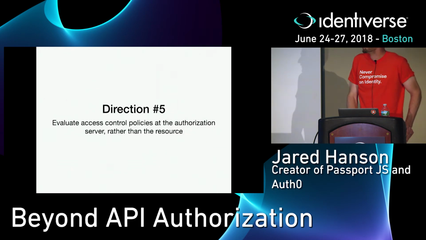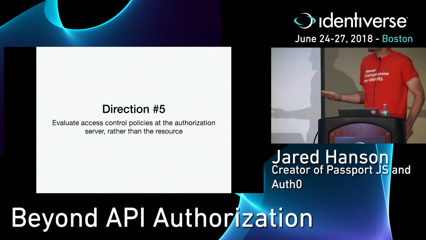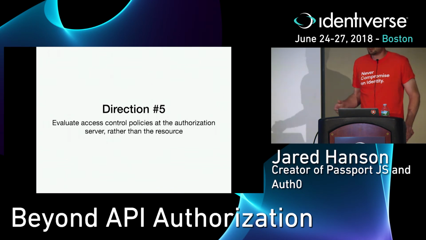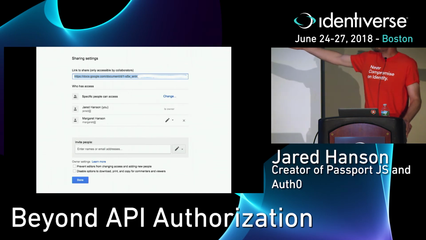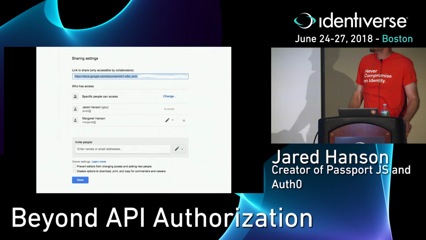The fifth and final direction is that I think it'd be interesting if we could evaluate access control policies at the authorization server rather than the resource itself. Hopefully this has been pretty clear that this needs to happen for this type of model to occur. In this case, what we want to do is take the policies that you might set up on a document itself, like this, and move those policies to the authorization server where the authorization server can enforce them.